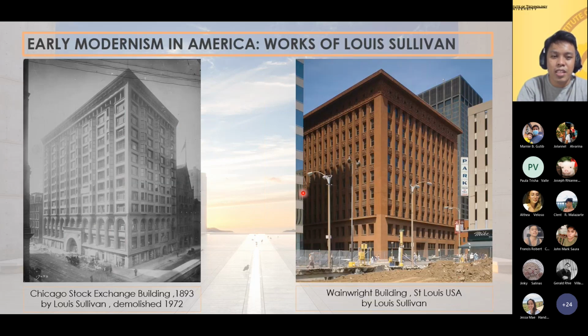So one of the examples of works of Louis Sullivan is we have the Chicago Stock Exchange building. So although constructed in 1893, na-demolish siya by 1972. And if you notice, it's more or less the same design with the architect that we discussed before.